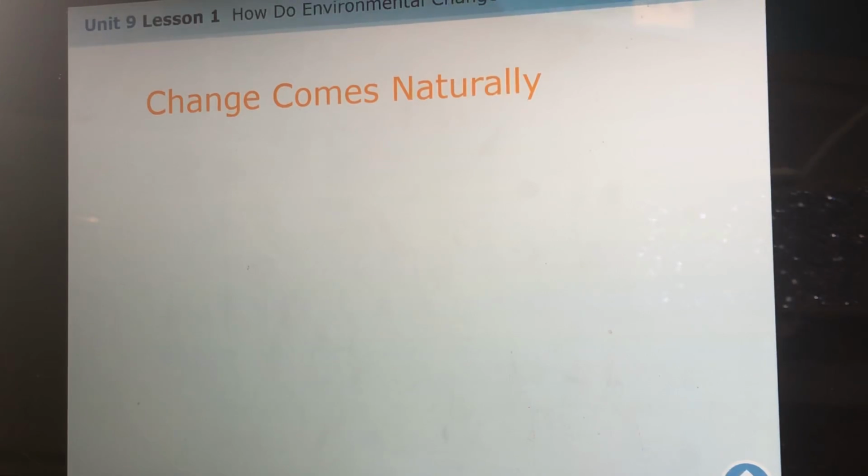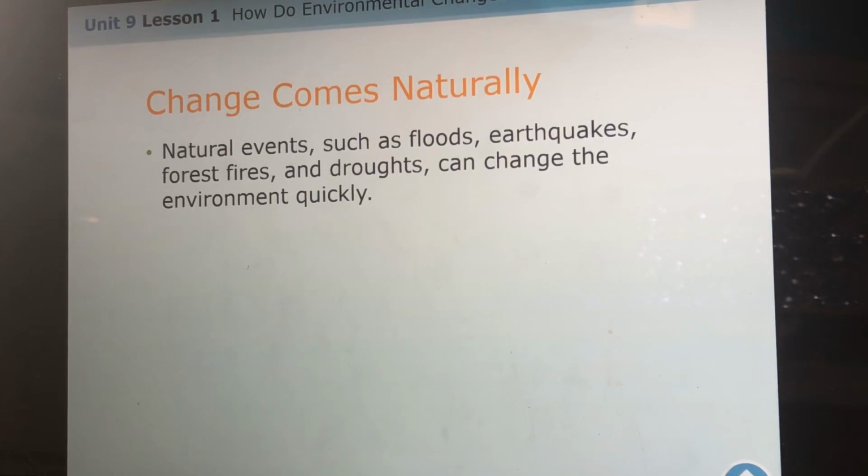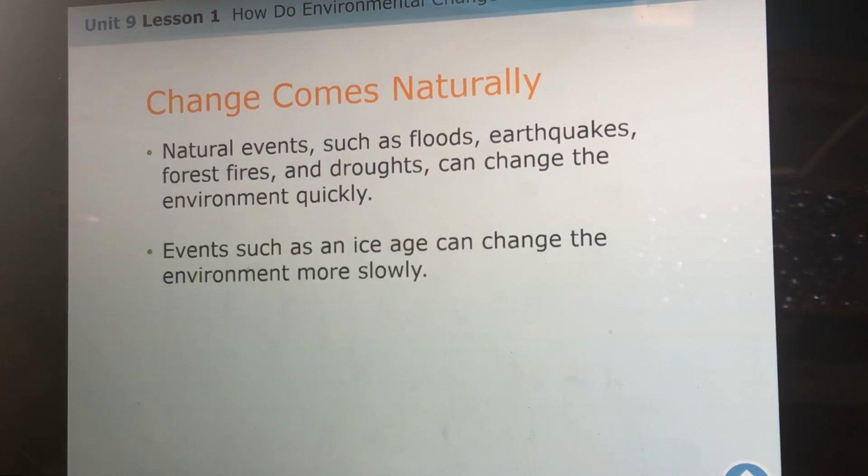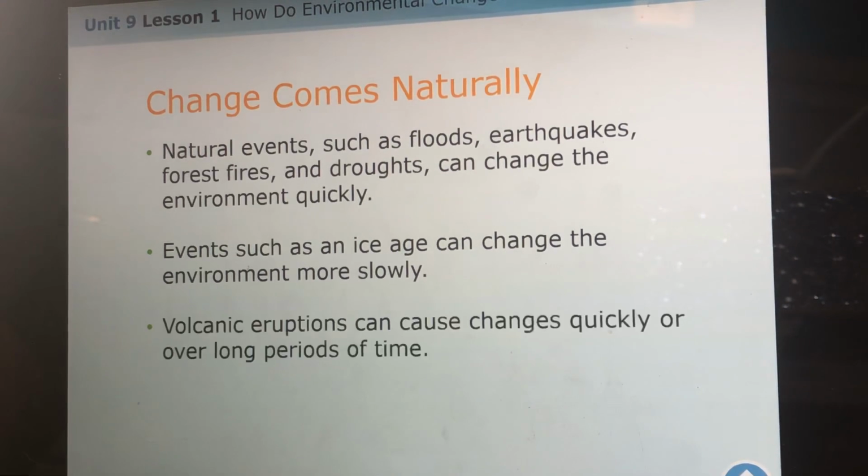Change comes naturally. Natural events, such as floods, earthquakes, forest fires, and droughts, can change the environment quickly. Events such as an ice age can change the environment more slowly. Volcanic eruptions can cause changes quickly or over long periods of time.